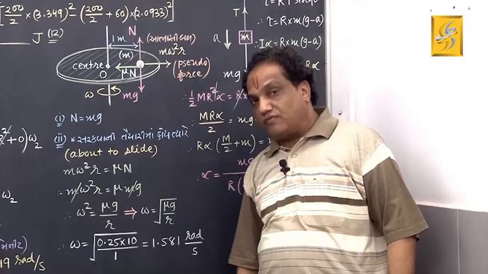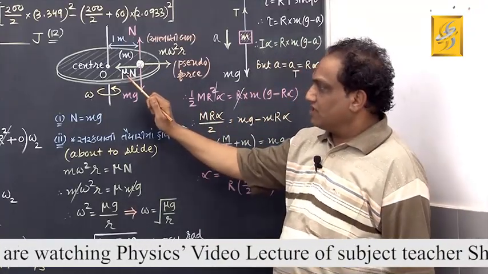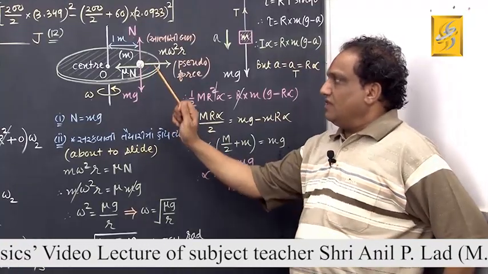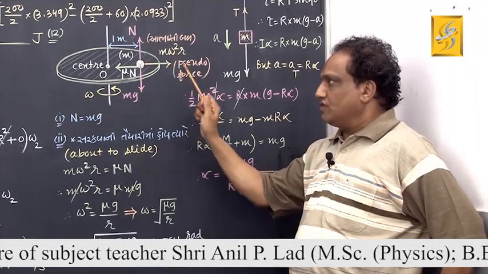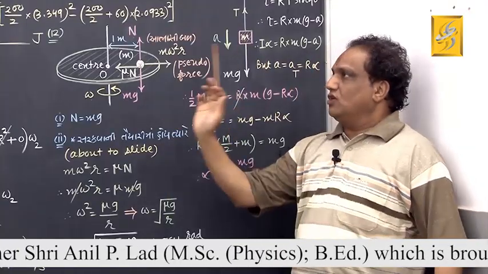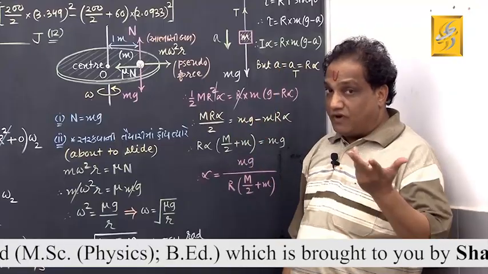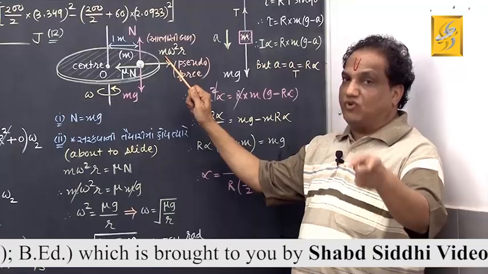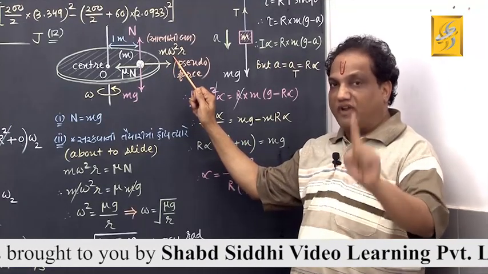And what is the frictional force formula? Coefficient of friction multiplied by normal force. Coefficient of friction is mu, normal force is N. And now tell me, when this child is about to slide outward, at that time this force and this force must have become equal. So when you increase the angular speed gradually, this pseudo force will increase. Why? What is the formula for pseudo force? Mass of the body on which pseudo force is exerted multiplied by acceleration of the accelerated frame of reference.